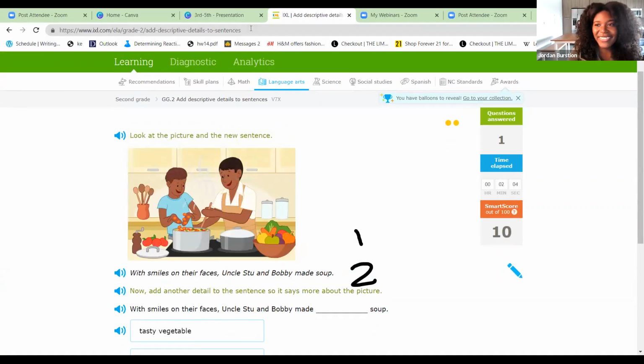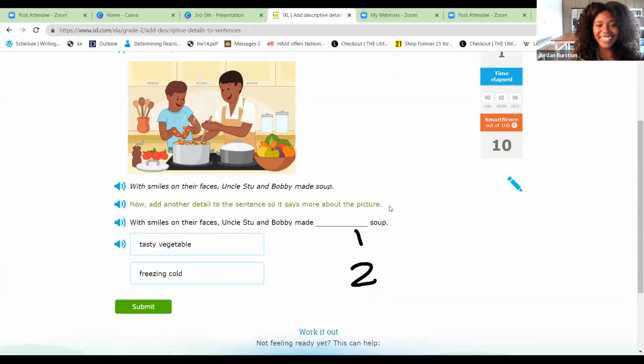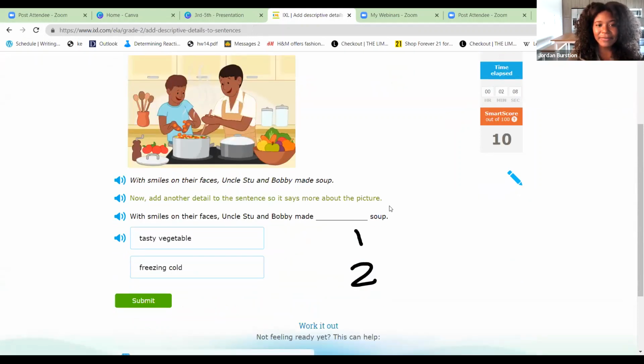Two, oh, you said two. Okay, try this one. So it says, with smiles on their faces, Uncle Stu and Bobby made one. Yeah. Tasty vegetable soup. Okay, so it's helpful. Don't just tell us they made soup. What type of soup did they make? Was it hot soup? Was it cold? Did it taste good?